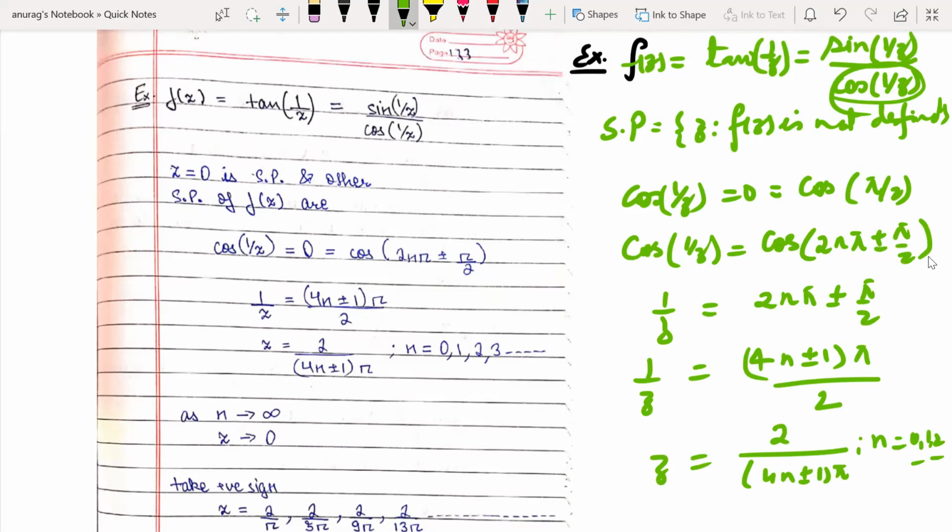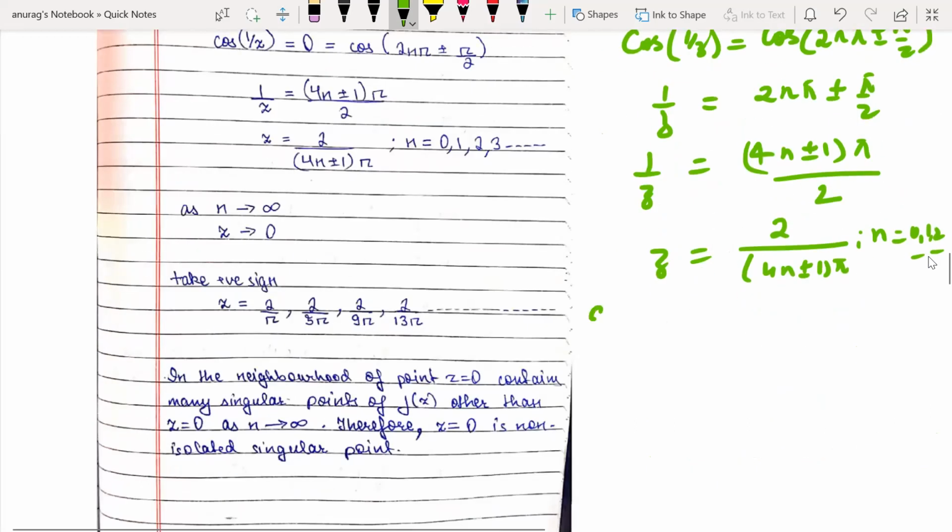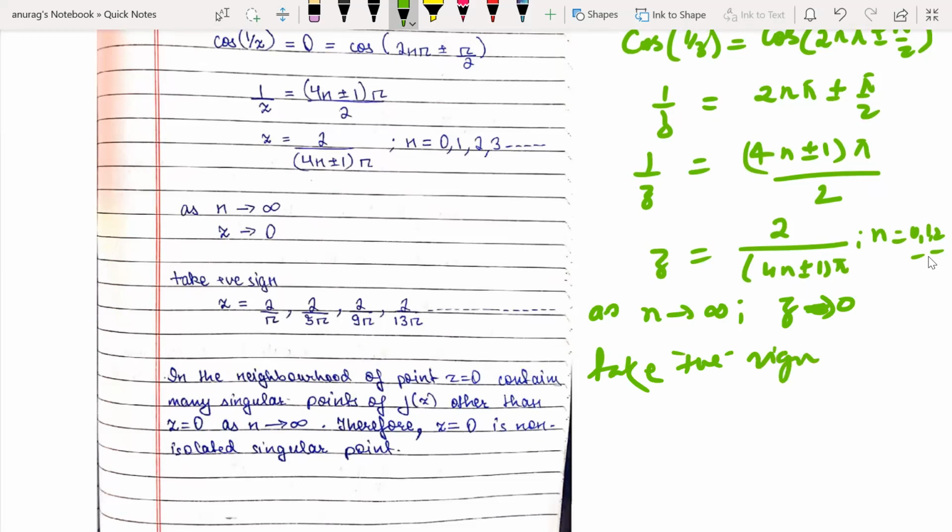The interesting point here is that as n tends to infinity, z tends to 0. It's a very interesting point. Take the positive sign; I'm going to tell you a very interesting story here. If you take the positive sign and n equal to 0, the first singular point is 2 over pi. If n equals 1, it becomes 2 over 5 pi. Then 2 over 9 pi, 2 over 13 pi.